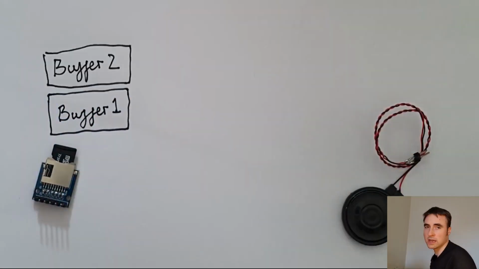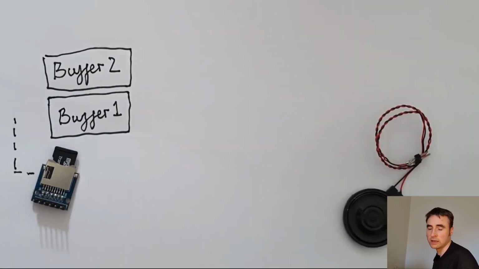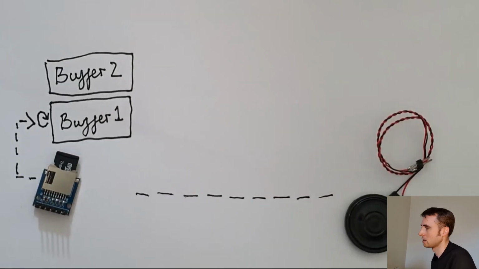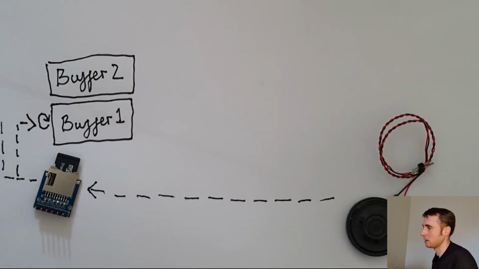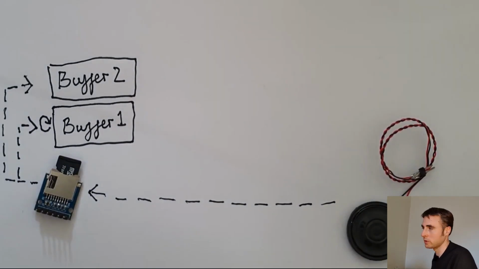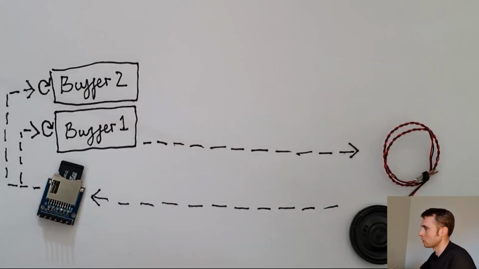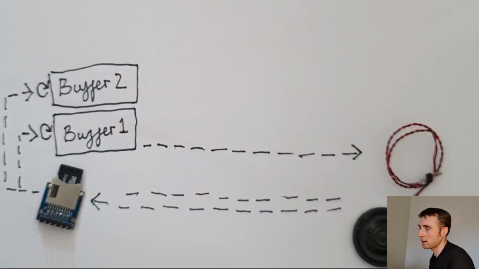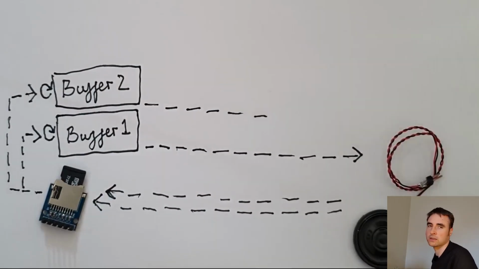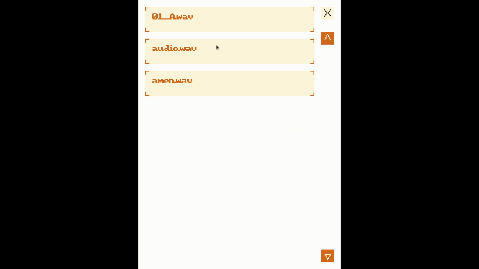The solution is to have the producer, i.e. the SD card task, and the consumer, i.e. the RTOS audio task, using different buffers at any one time. So the SD card fills buffer 1 as the audio task consumes buffer 2.